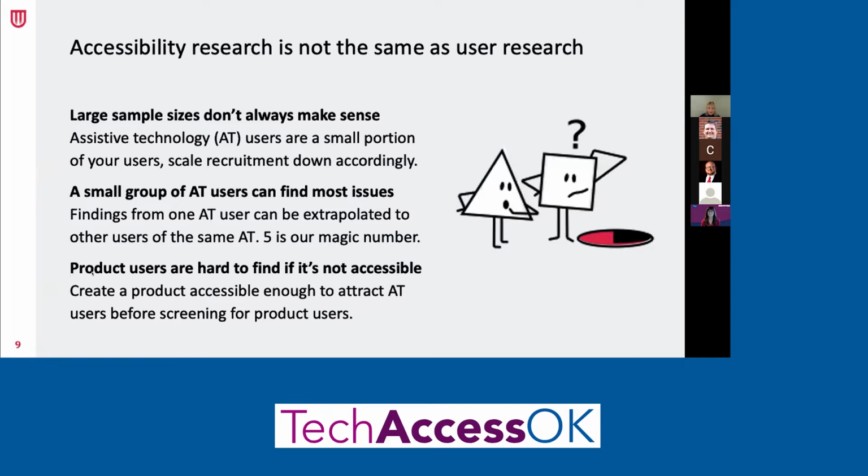I think the last key is very important when you're considering how to run accessibility research. Product users are hard to find if it's not accessible. We actually run into this quite a bit where often when you're running user research, you want to find people who are already users of the product or the website and get their feedback. But a lot of times we forget that if something isn't accessible, you're not going to have users in the first place. So the first step is creating a product accessible enough to then attract product users and go from there.